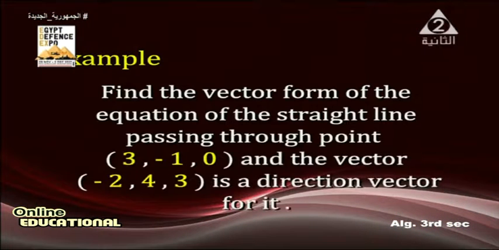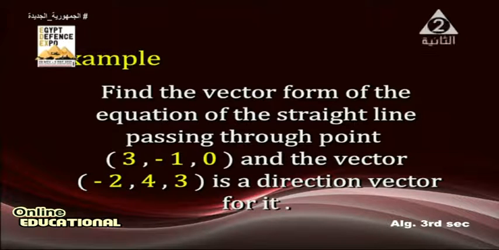Now we move to an important example. What is the vector form of the equation of a straight line passing through the point (3, -1, 0) with direction vector (-2, 4, 3)? We know, my dear students, that in any exam this example must be multiple-choice. Choose the correct answer.